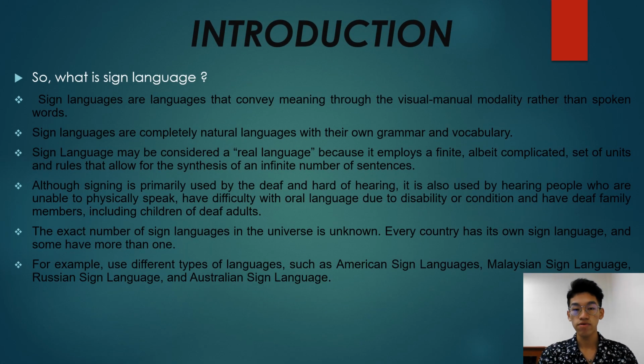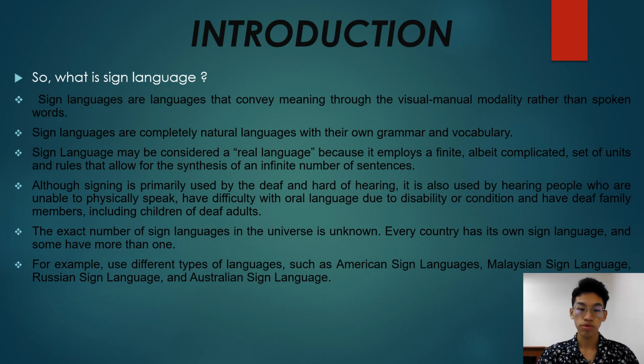So the first thing we are going to discuss is the introduction. So what is sign language? Sign languages are languages that convey meaning through the visual manual modality rather than spoken words. Sign languages are completely natural languages with their own grammar and vocabulary. Sign language may be considered a real language because it employs a finite, albeit complicated, set of units and rules that allow for the synthesis of an infinite number of sentences.